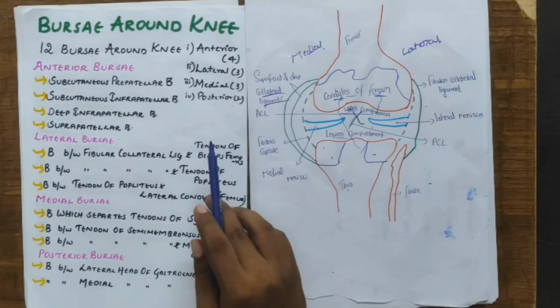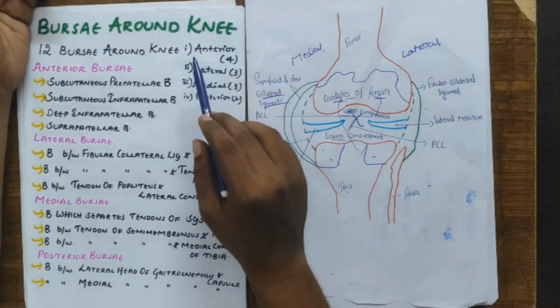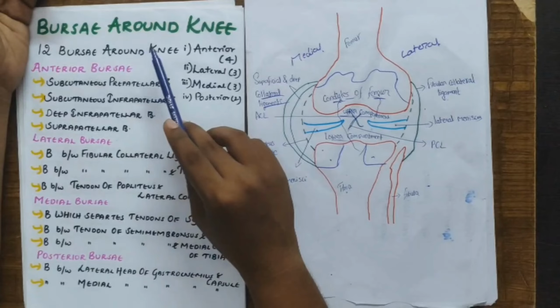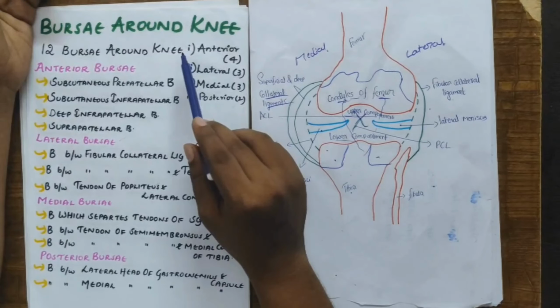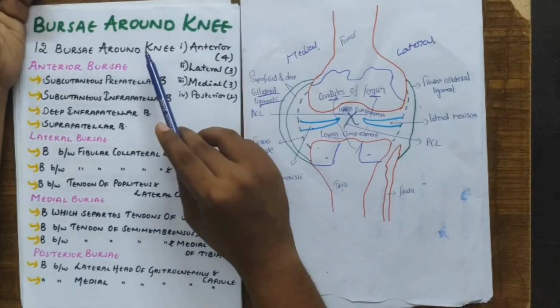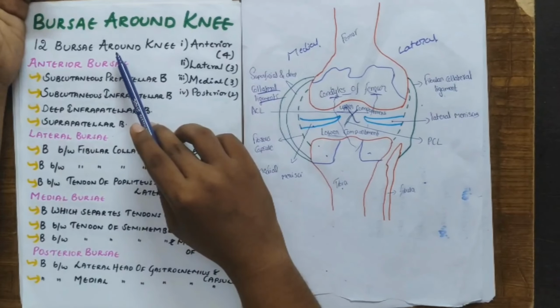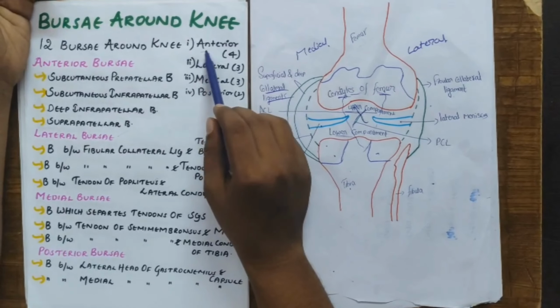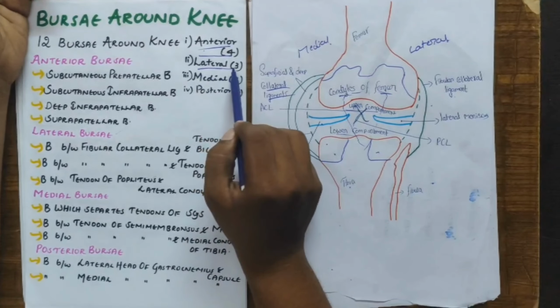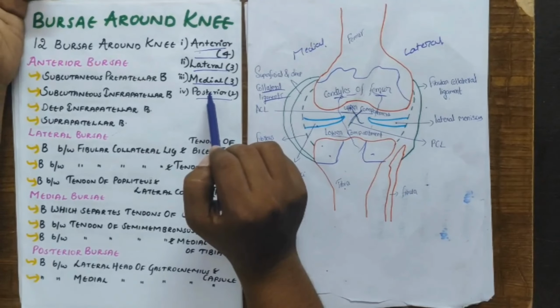There are 12 bursae around the knee joint. The main function of a bursa is to reduce friction when movement occurs. Among the 12 bursae, there are 4 present anteriorly, 3 laterally, 3 medially, and 2 posteriorly.